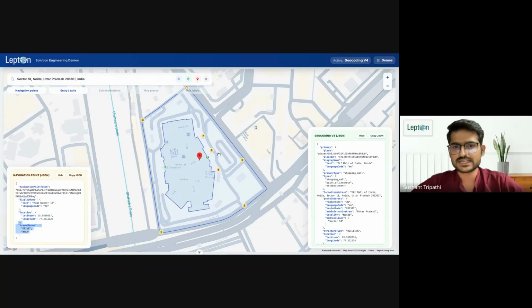So the driver knows that I have to go to this navigation point, and from there I can walk to this entry point, and I can pick up my order, I can drop off my order and everything around.